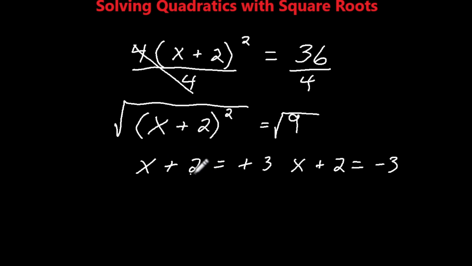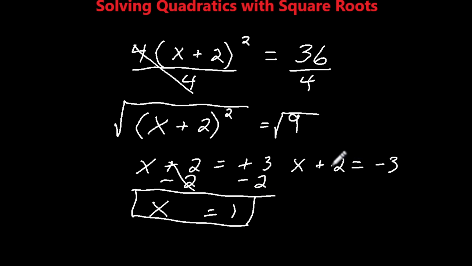I subtract, on this one, subtract 2 from both sides. So my first solution, I'm going to get x equals 1. And over here for the second solution, I'll subtract 2 from both sides, and that will yield x equals minus 5.